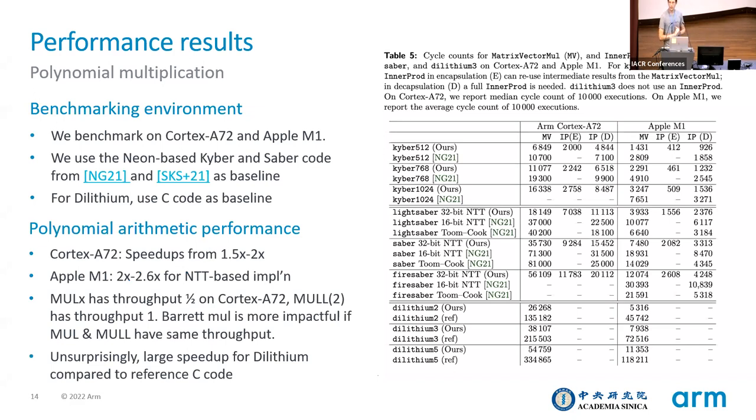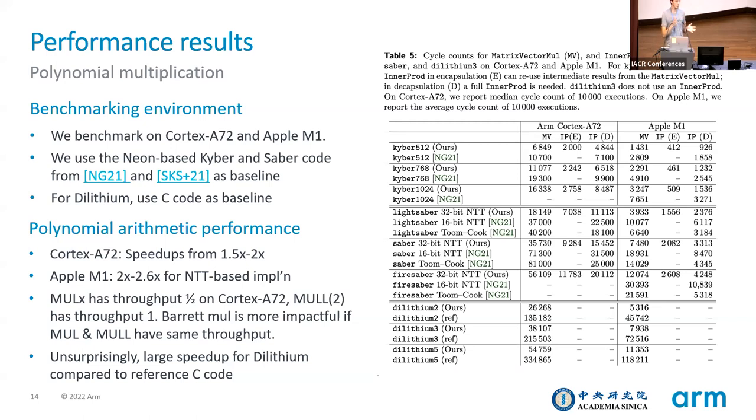The performance speedups we get on A72 are roughly 1.5 to 2, and on Apple M1 2 to 2.5. And you might be surprised why there is a different speedup on, say, Apple M1 than Cortex A72. And you can actually explain that. We are going from a 9 instruction sequence as it was previously for modular multiplication to a 3 instruction sequence.